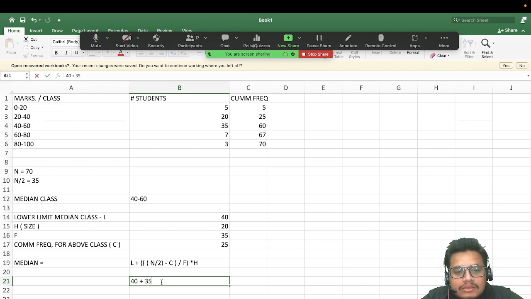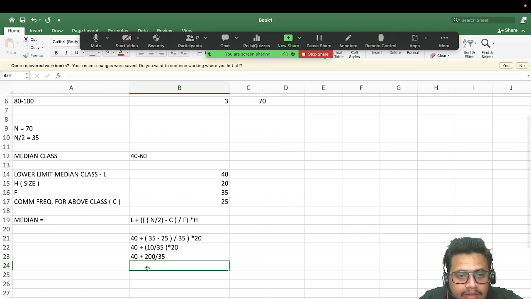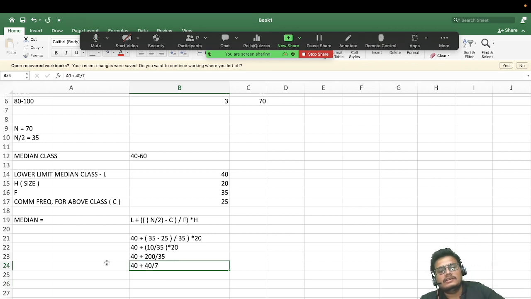Okay. n by 2 क्या है? 35 minus C is कम्युलेटिव फ्रीक्वेंसी क्या है इस केस में अपनी? 25, right, divided by f 35, whole into h. h क्या है आपका साइज ऑफ द क्लास, जो कि है आपका 20, राइट. सो क्या हुआ 40 प्लस 10 डिवाइडेड बाय 35 मल्टीप्लाइड बाय 20, राइट. इसको आगे सॉल्व करते हैं. 40 प्लस 200 डिवाइडेड बाय 35, राइट. अगर मैं इसको 5 पे डिवाइड करता हूँ तो इट विल गो 40/7. 40 plus 40/7, this is my median.